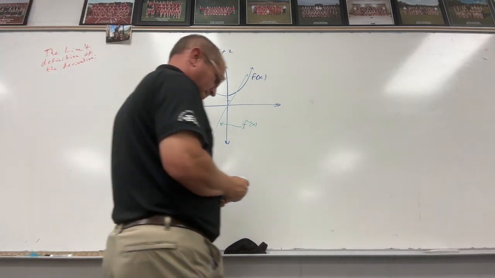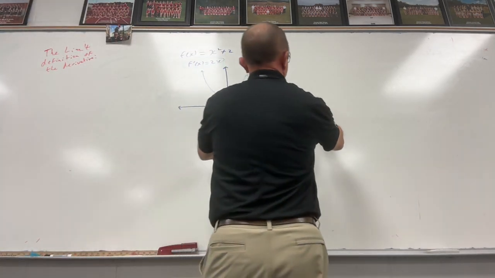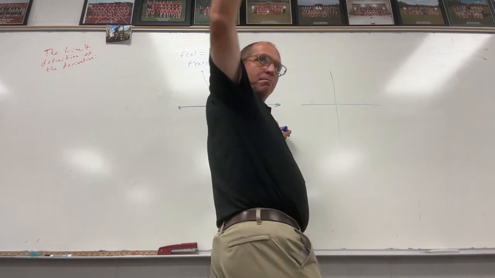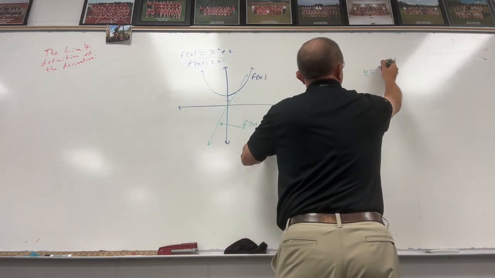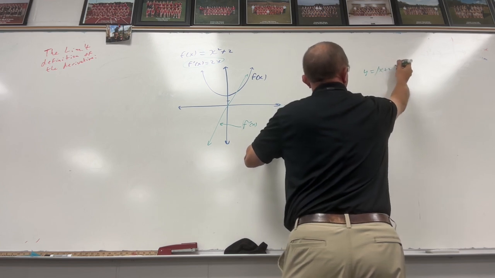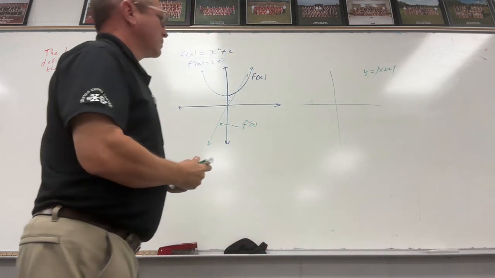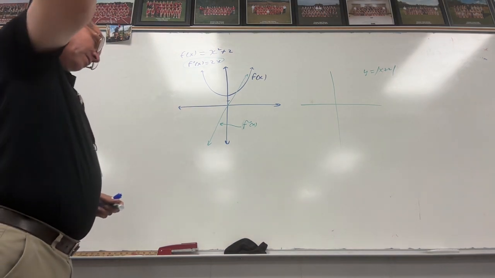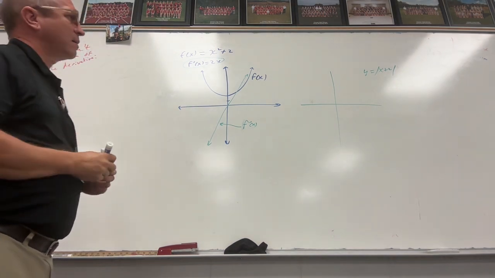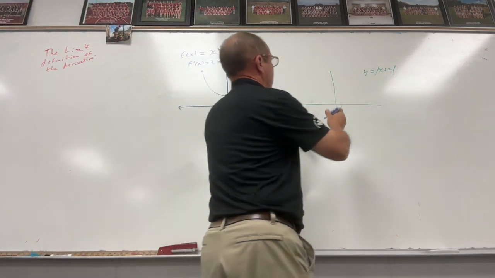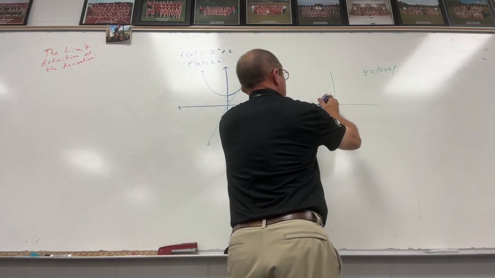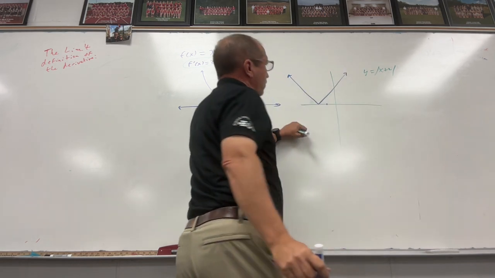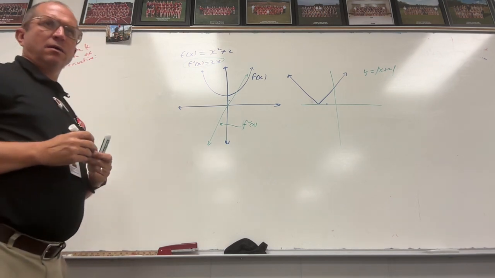Now, let's look at y equals the absolute value of x plus 2. Okay, so y equals the absolute value of x plus 2 is a V, and its vertex is right here. Now, what does the graph of its derivative look like?